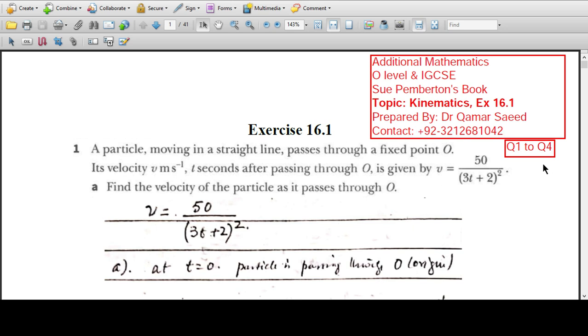In this session, we will discuss question number 1 to 4. In this video, we will discuss question number 1 to question number 4.